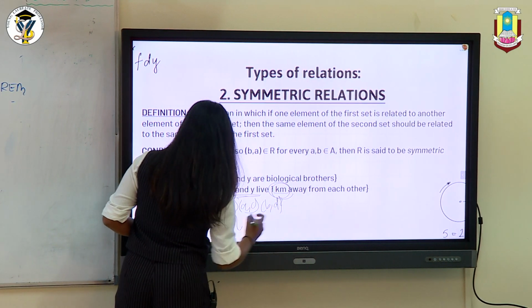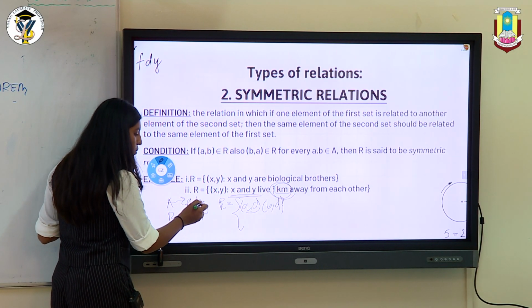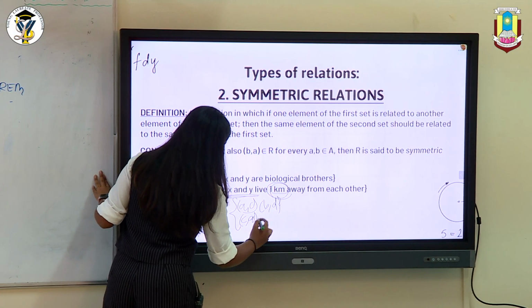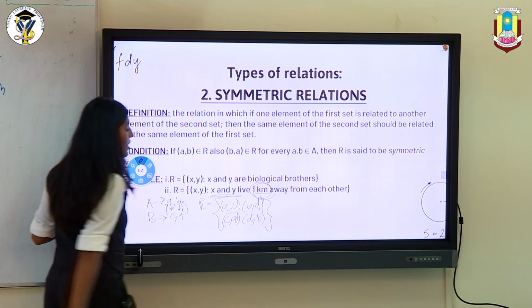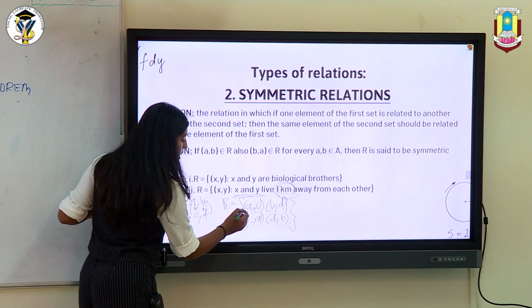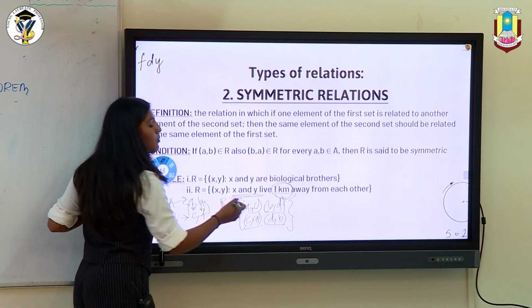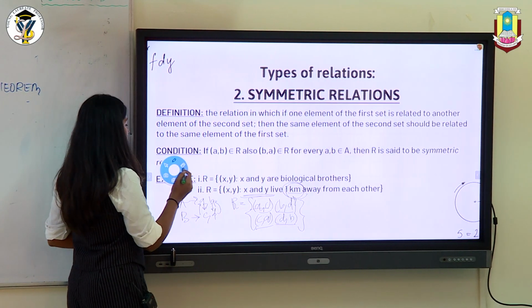But C also lives 1 kilometer away from me and D also lives 1 kilometer away from B, which makes you understand that C, A and D, B also exist in this relation. So here also A, C exists, C, A exists, B, D exists and D, B also exists. Thus it is a symmetric relation.